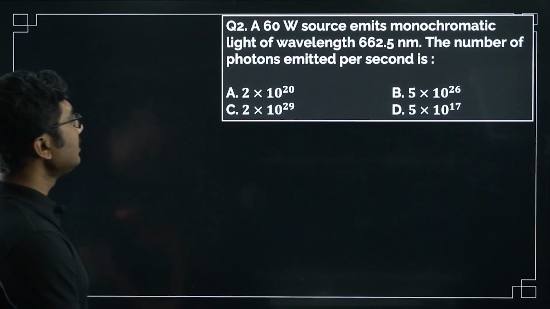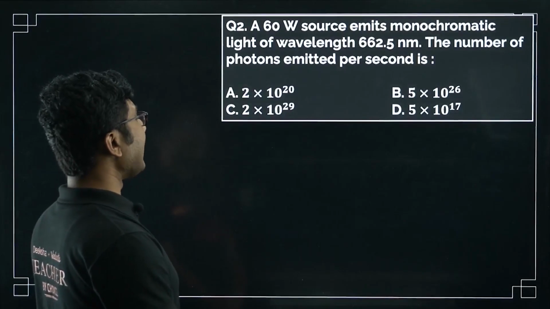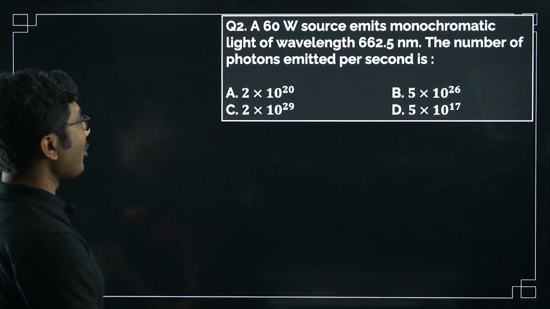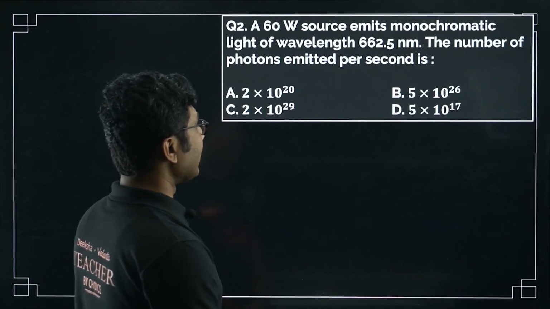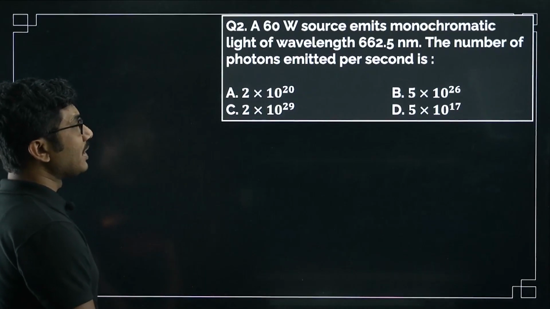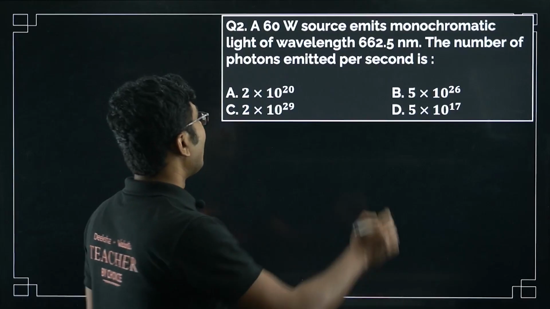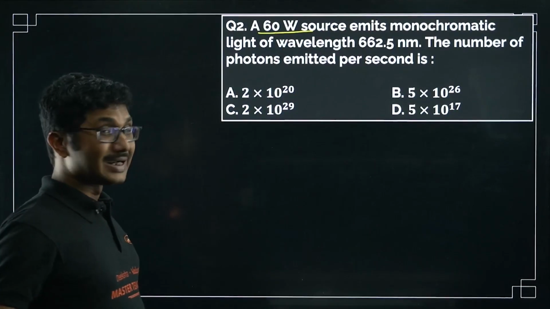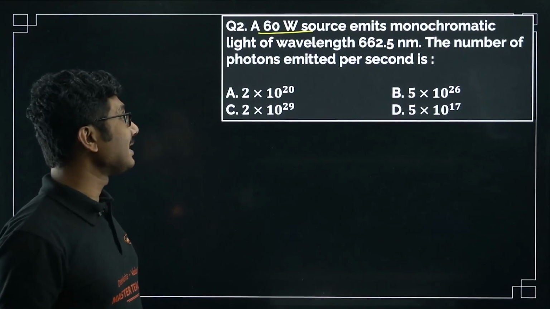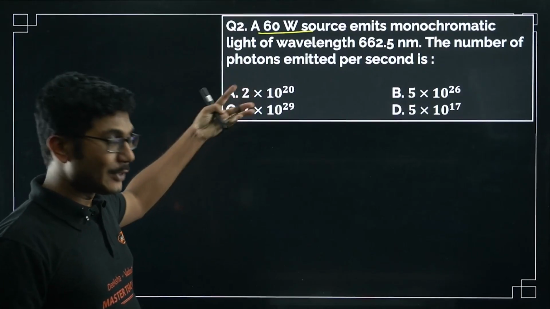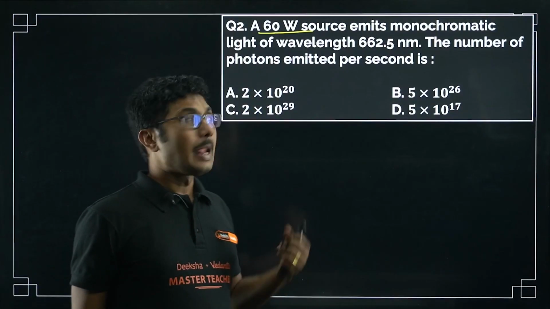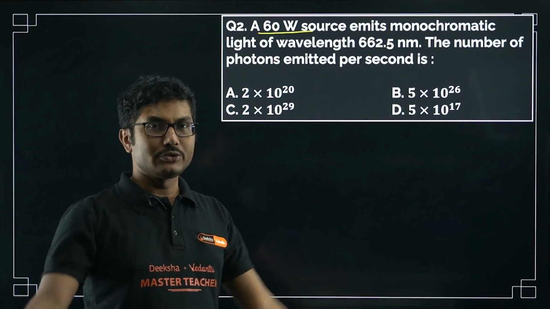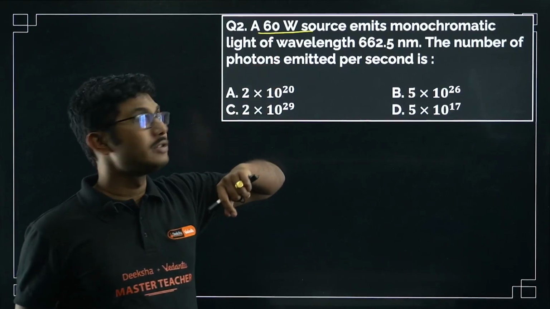Now next: a 60 watt source emits monochromatic light of wavelength 662.5 nanometer. The number of photons emitted per second is? So what is the energy of the source? Energy of the source is 60 watt, which is 60 joules per second. Because we are doing it per second, multiplying by 1 second we get 60 joules. So energy is 60 joules.